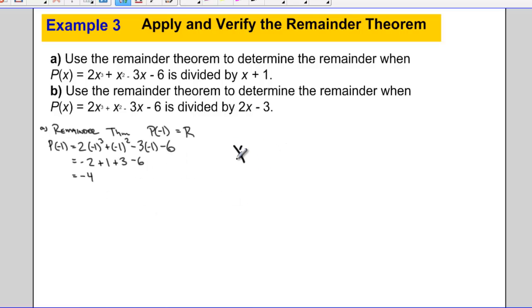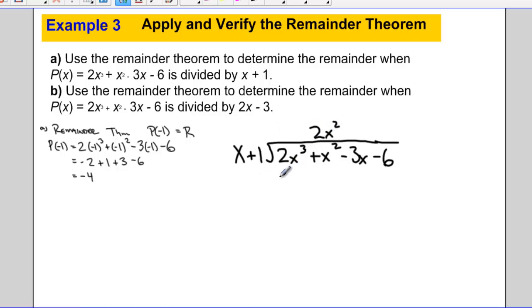Let's check this to make sure the remainder theorem works. So let's take that polynomial and divide it by x plus 1. So what do I multiply x by to get 2x cubed? It'd be 2x squared. Multiply. And then subtract. End up with negative x squared. What do I multiply x by to get negative x squared? Negative x.